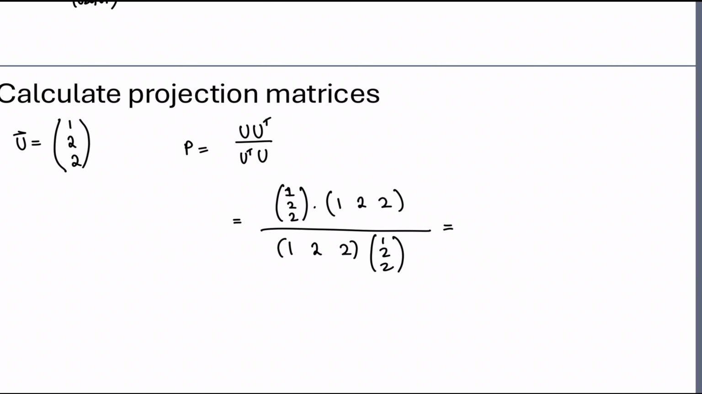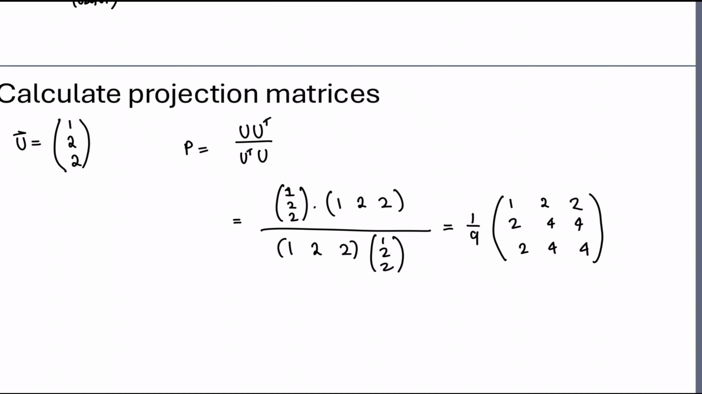So if we look at the bottom first, we are going to do this row times this column, and so we just get 9. So we have 1 over 9. And then when we multiply these two matrices, we're going to get a 3 by 3 matrix, which is going to be this. So this would be our projection matrix.